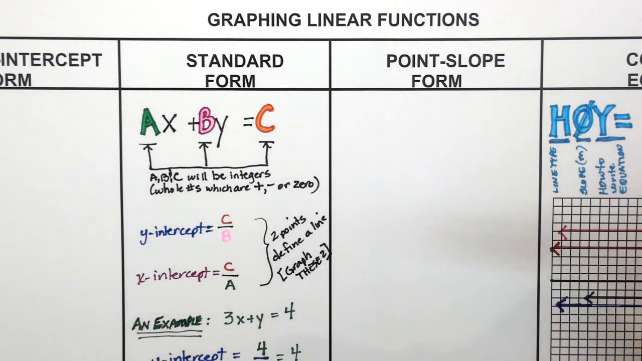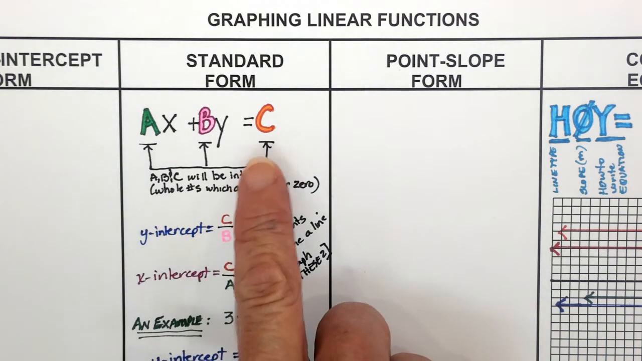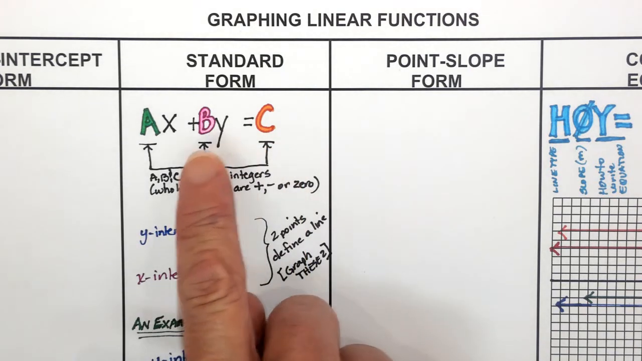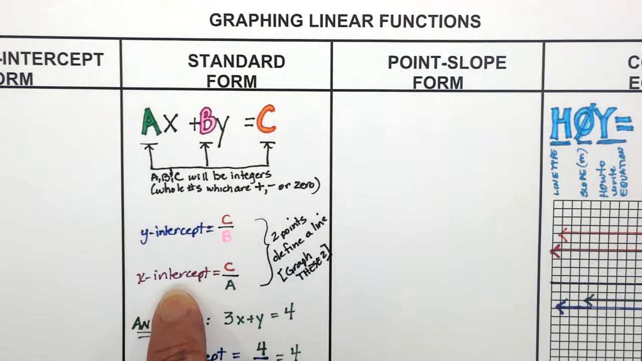In order to graph the line, you need at least 2 points. That's one of the very first things we learn in fundamentals of geometry. So we can get 1 point to graph, the y-intercept, by taking the value of C and dividing it by the value of B. Likewise, to get an x-intercept point, a point along the x-axis, we can take the value of C divided by the value of A. Let's see what that looks like.